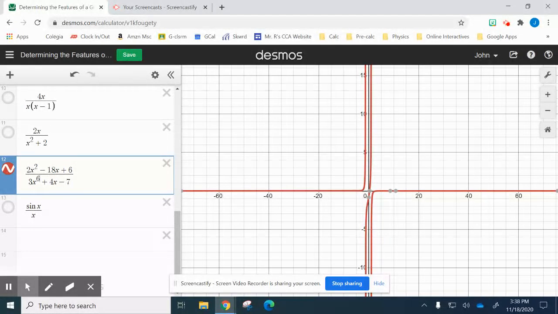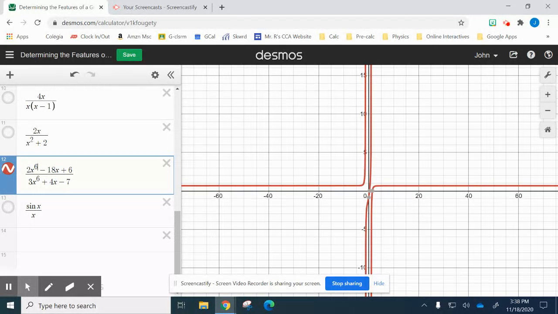Now, just to show you that it still will be an asymptote at 2/3, regardless of the exponent, I'm just going to change that to a 6 too. And there it is. See? x to the 6 over x to the 6 is just 2/3. And the other terms, the 18x and 6 and 4x and minus 7, in terms of their weight in the function, they basically disappear.